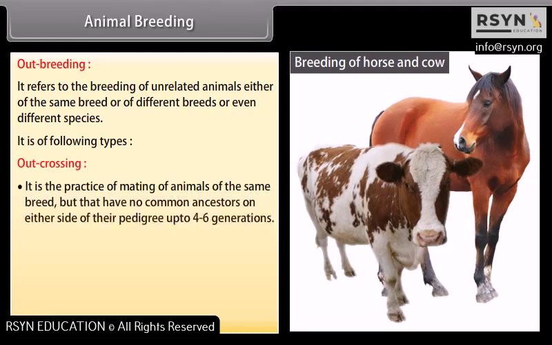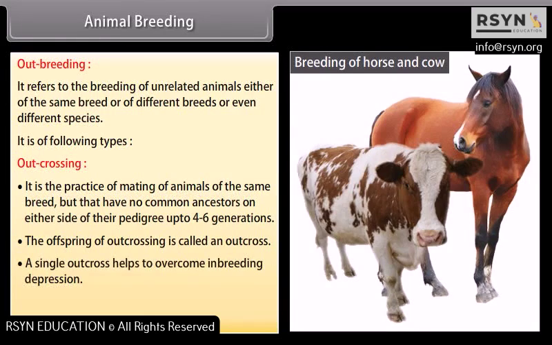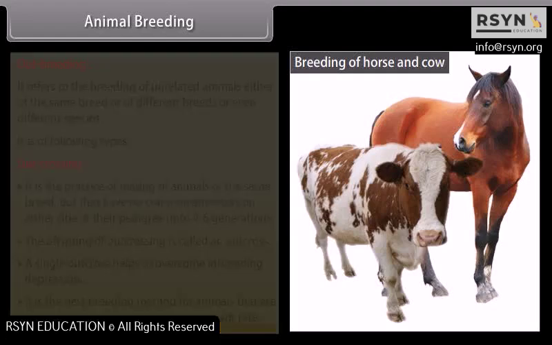Outcrossing. It is the practice of mating of animals of the same breed, but that have no common ancestors on either side of their pedigree up to 4 to 6 generations. The offspring of outcrossing is called an outcross. A single outcross helps to overcome inbreeding depression. It is the best breeding method for animals that are below average in productivity and growth rate.